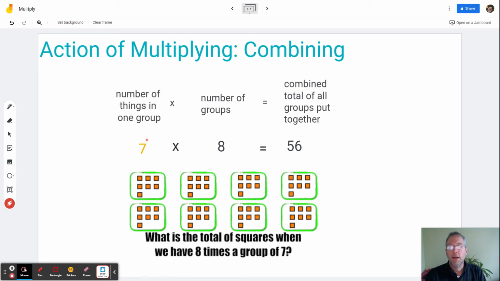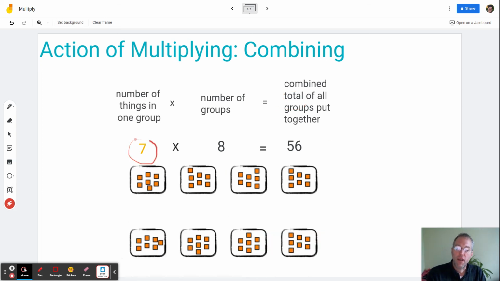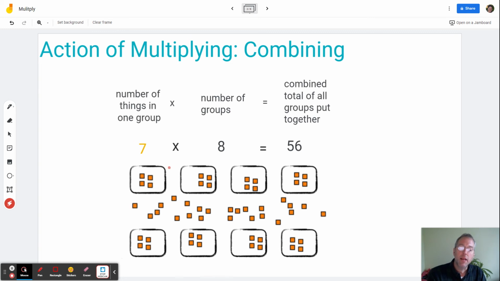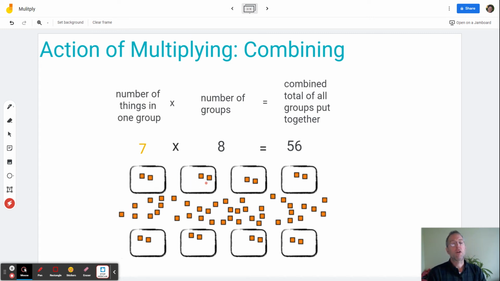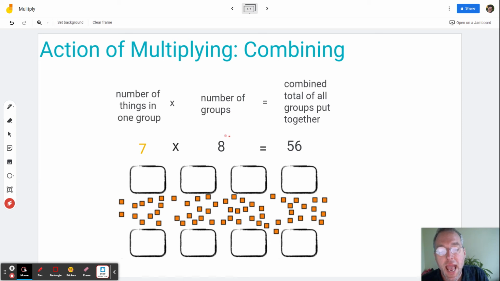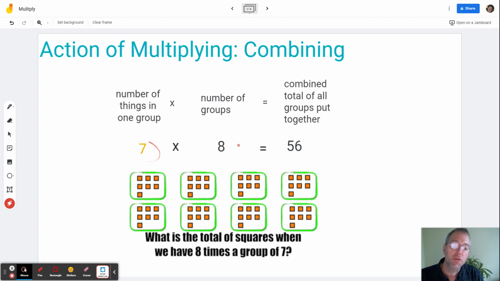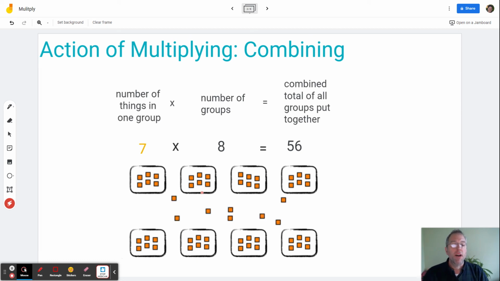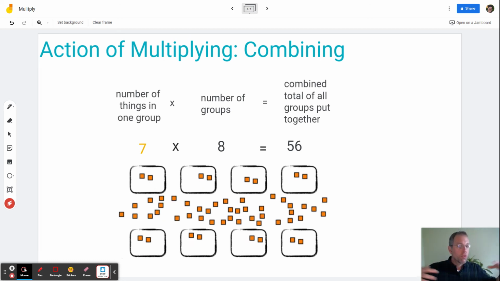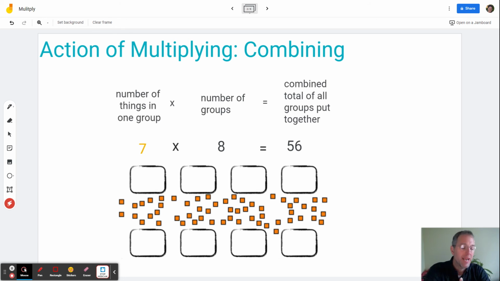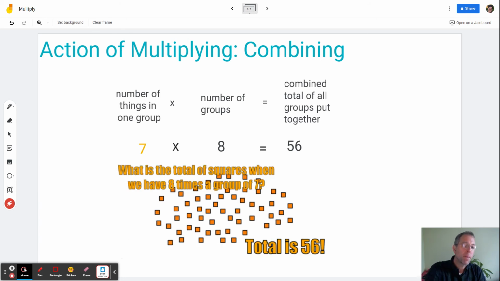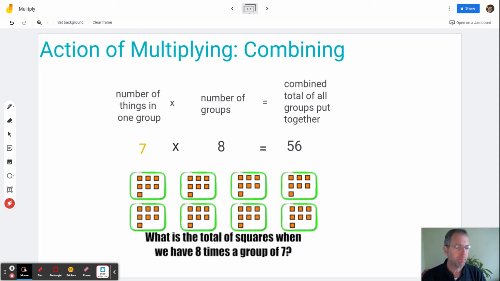So here's a picture. I've got groups of 7. Each of these groups down here, each of those rectangles, started off with 7 squares in them. And if I count out how many rectangles now, there's 8 rectangles altogether. So I've got 7 groups, and I've got 7 groups 8 different times. So if I start pulling the pieces out of those groups and collecting or combining them into one great big pile, I get 56 of these things.